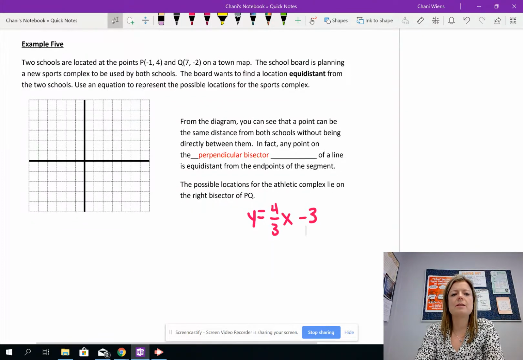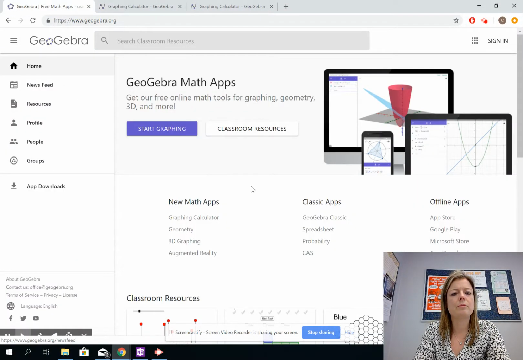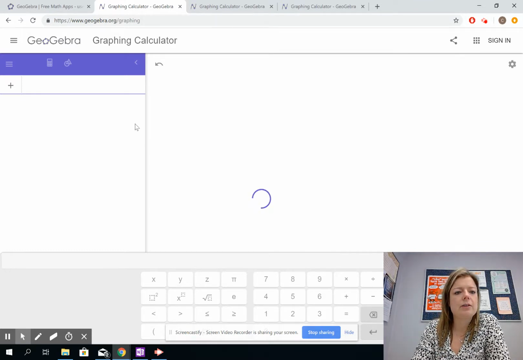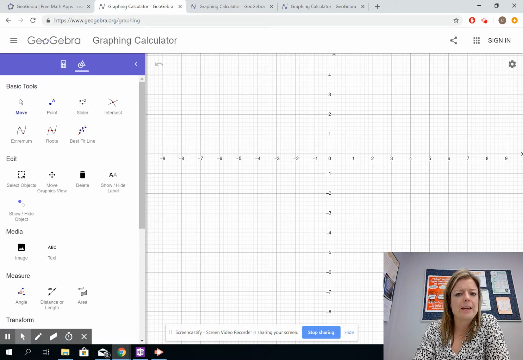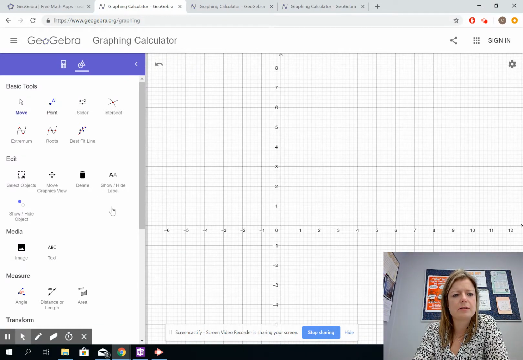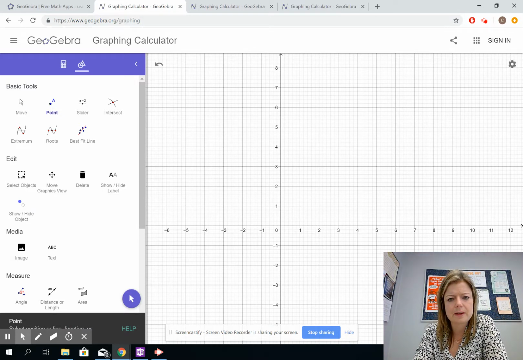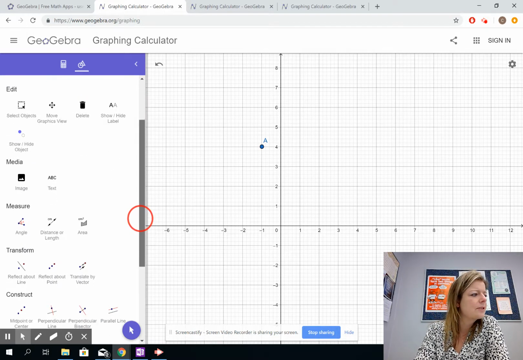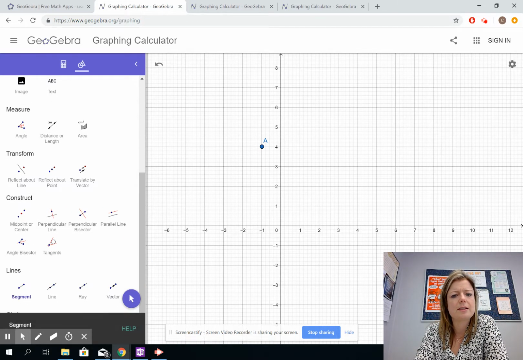Okay, I am going to show you as well how to do it using GeoGebra. So let's take a look at that. So we'll start a new window, and we go to the algebra section, not the graphing calculator. Okay, so we have a point. So we want to construct a point at -1, 4, and at 7, -2. So in this story, these are schools. So we want to connect them with a line segment.